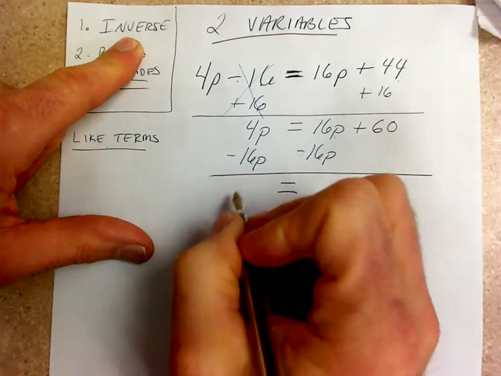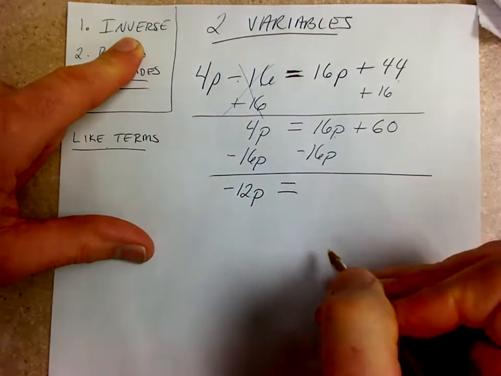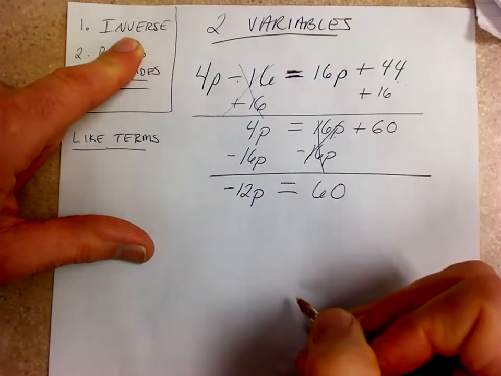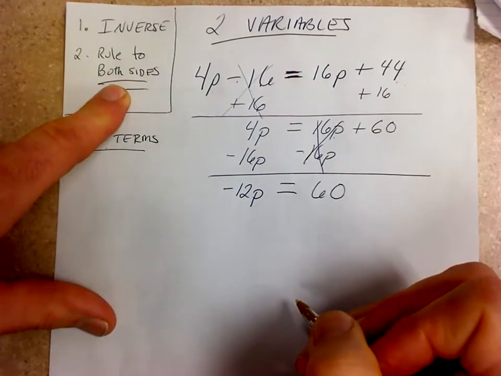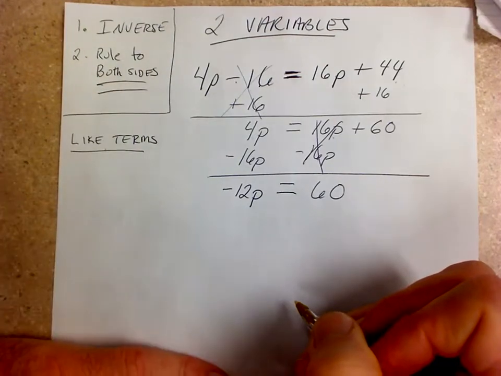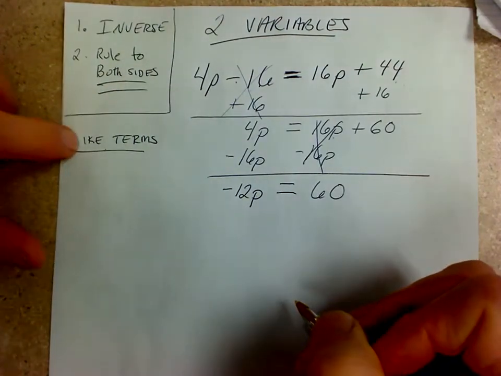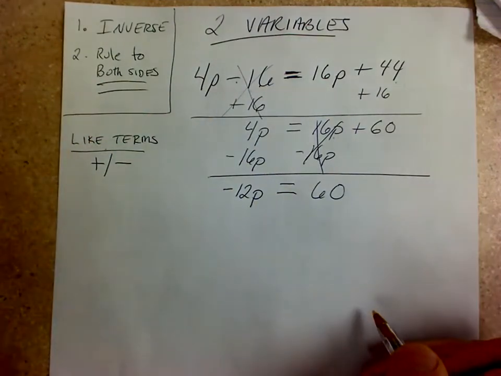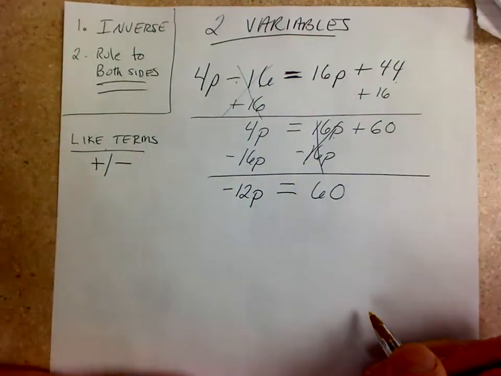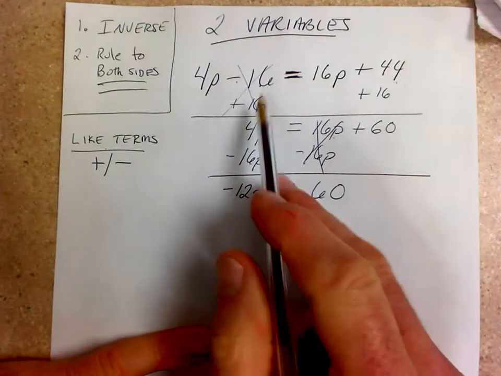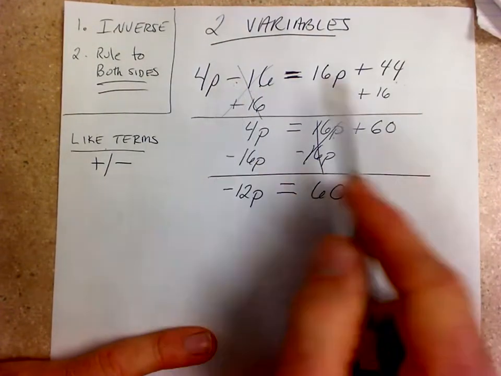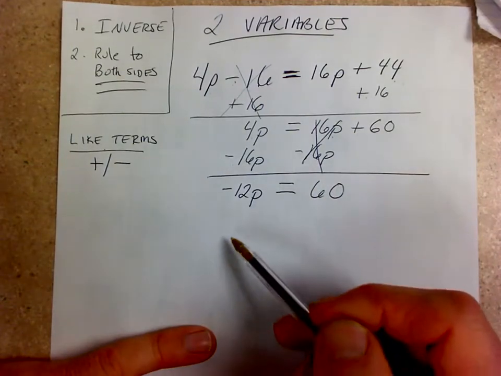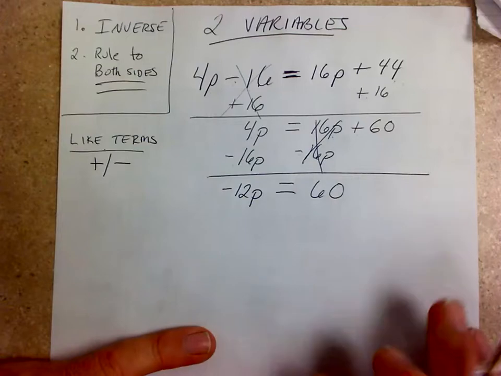So 4 minus 16, we have negative 12p here. And after the equal sign now, we have a 60, because again, we have to apply our rule to both sides. The important thing here is like terms have to come first. We need to take care of all addition and subtraction signs in the beginning. I had to take care of this subtraction sign, and we still had a plus sign we needed to worry about. So we should be taking care of all addition and subtraction first.